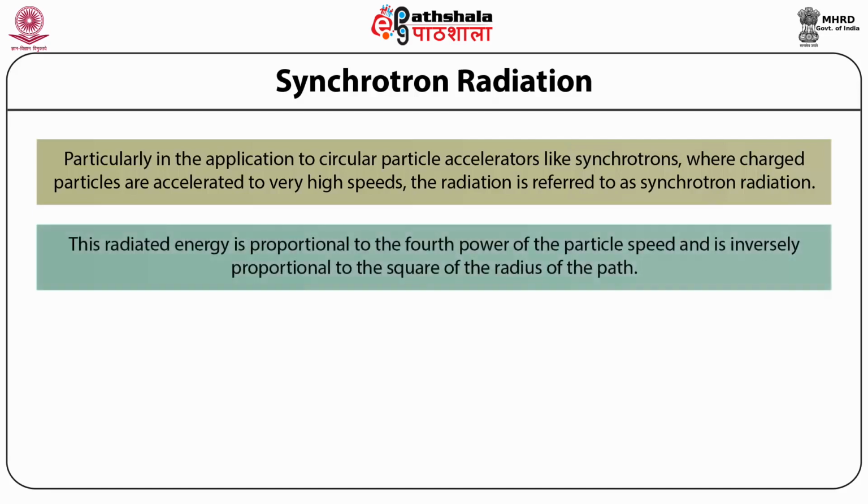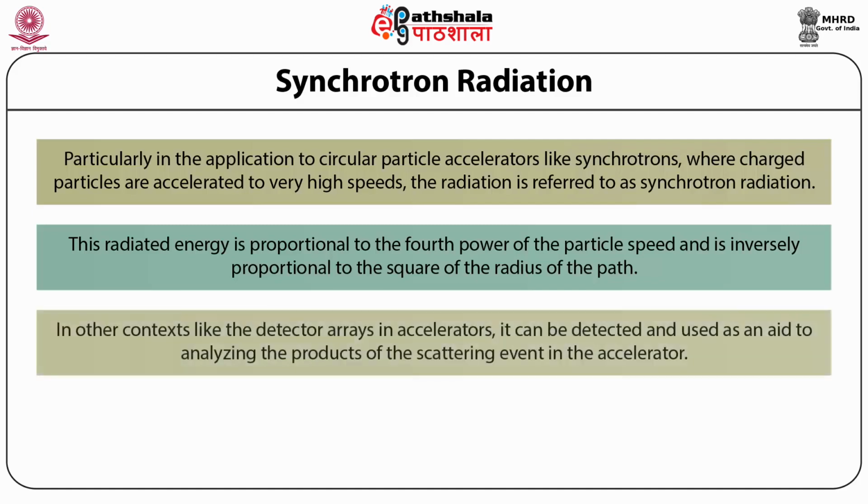This radiated energy is proportional to the fourth power of the particle speed and is inversely proportional to the square of the radius of the path. It becomes the limiting factor on the final energy of particles accelerated in electron synchrotrons like LEP at CERN. In other contexts, like the detector arrays in accelerators, it can be detected and used as an aid to analyzing the products of the scattering event in the accelerator.